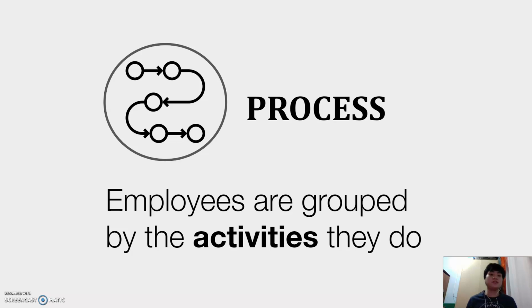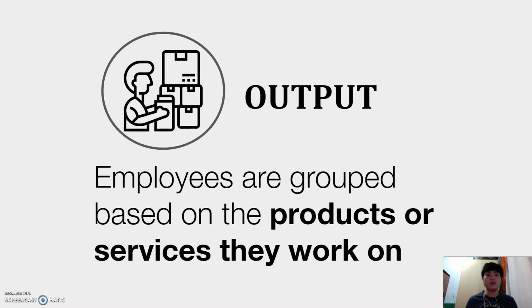Third one is process. Workers are grouped based on the process or activity used by the worker. It is the underlying technology that determines the departmentation. An example of this is a manufacturing company that may create separate casting, welding, and other groups. Next is the output. The grouping is based on the products or services that the employee works on. For example, a manager may have different divisions for each of its product lines.